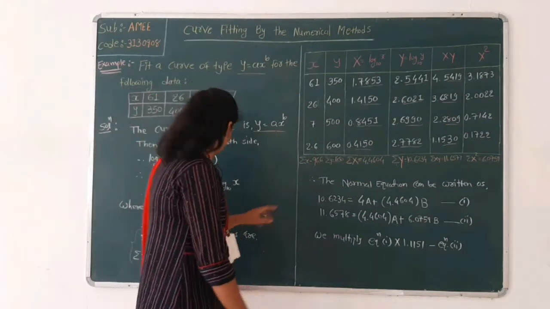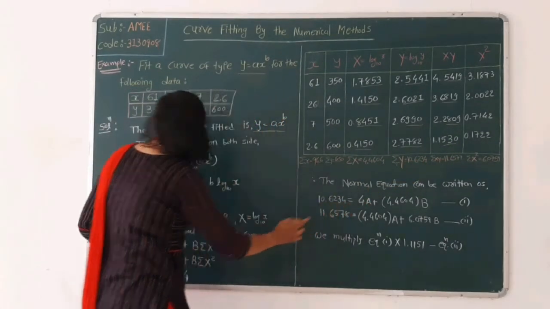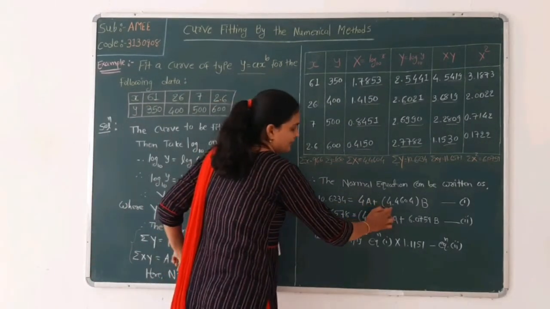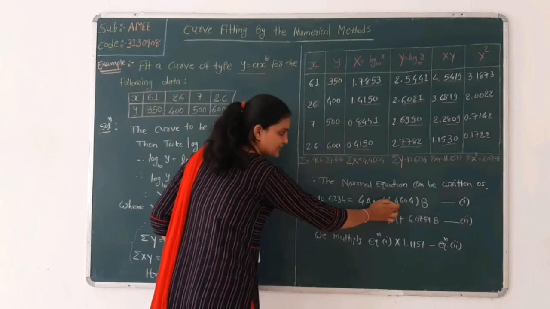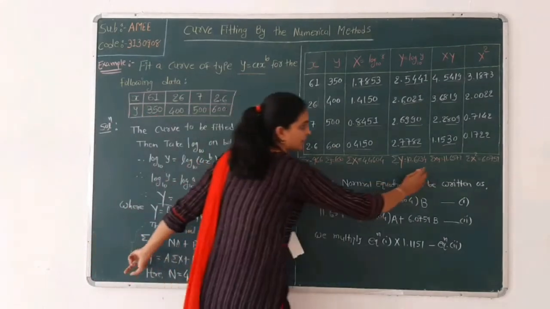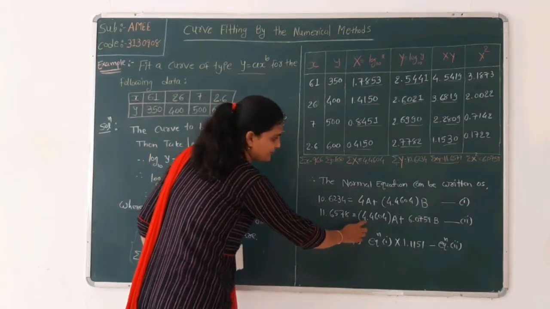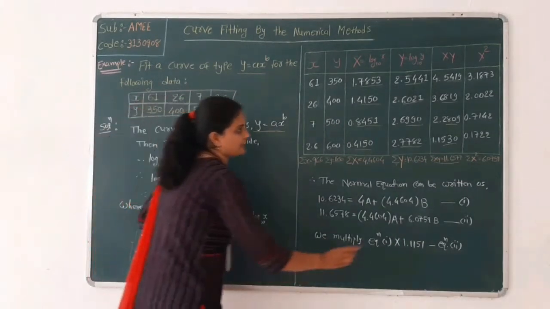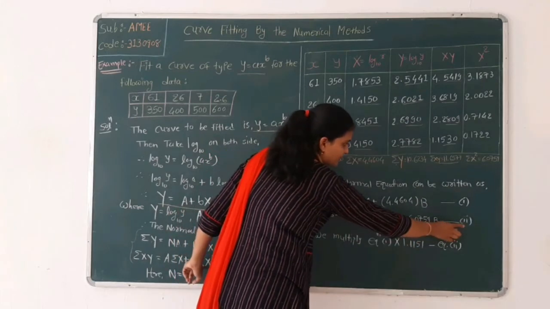Now we put all the values in our normal equation and solve the equation. So first, summation Y is 10.6234 equals NA, value of N is 4, so 4A plus summation X, which is 4.4604B, which is equation number 1. Second one, summation XY is 11.6577 equals summation X, which is 4.4604A, plus summation X square, which is 6.0759B, which is equation number 2.